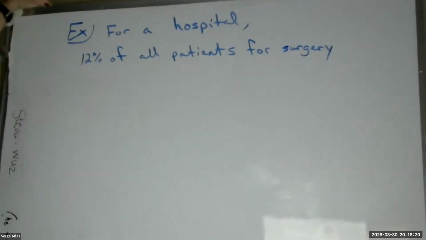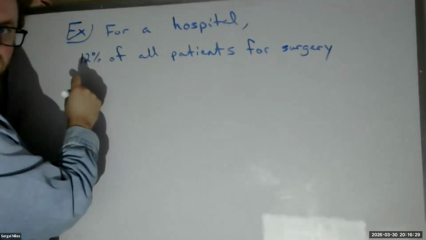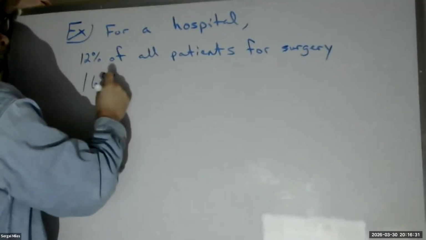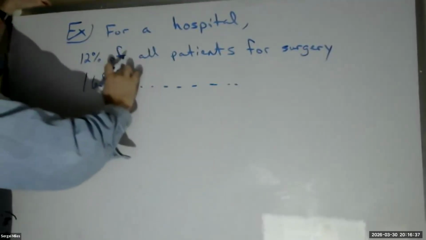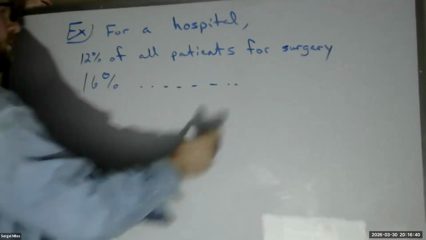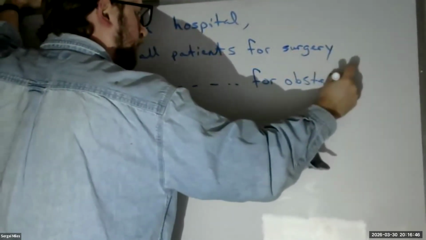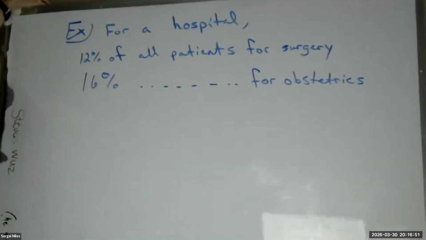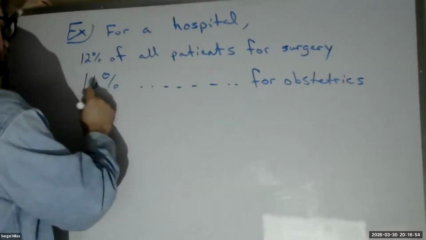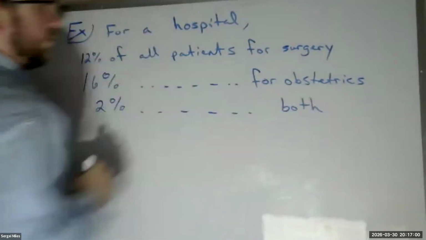All right. We're told that 16% are admitted for obstetrics. So that is 16% of all patients, dot, dot, dot. I'm just doing dot, dot, dot here because it's the same wording. Of all patients are admitted for obstetrics. And then we have 2% who receive both obstetrics and surgery. 2%, dot, dot, dot, who are getting both, right?